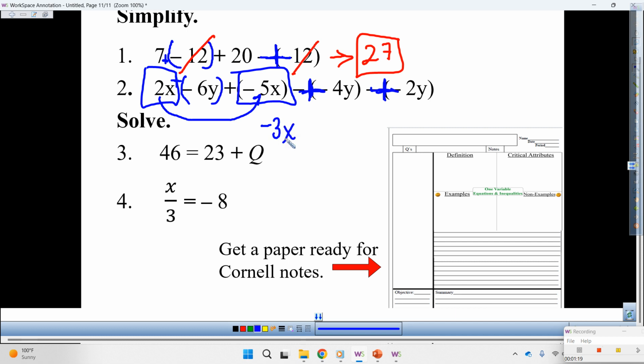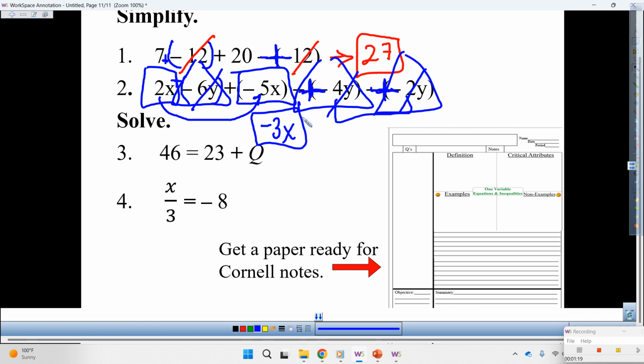So far so good, yes? Next, we got negative 6y, and then we got 4y and 2y. So let's combine the positives first. What is 4 plus 2? And what happens to that? Answer, negative 3x. Hands if you got that by yourself. Yes. Let's go. Go to number 3.